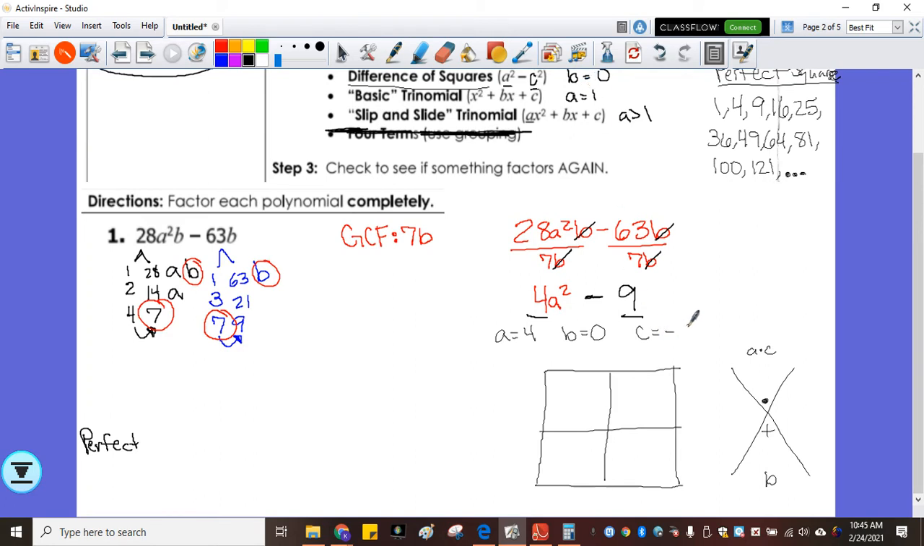So remember, this is the very first day of factoring we started with. No, it's the second day because we did greatest common factor first. So this is the one we have to add to 0 and multiply to 4 times negative 9. 4 times negative 9 is negative 36.